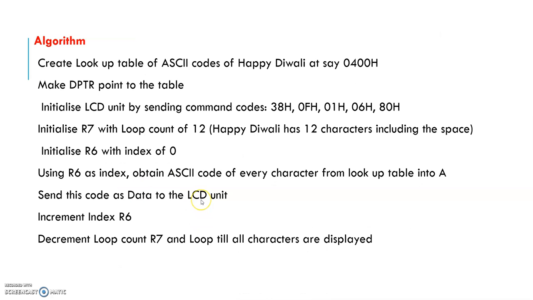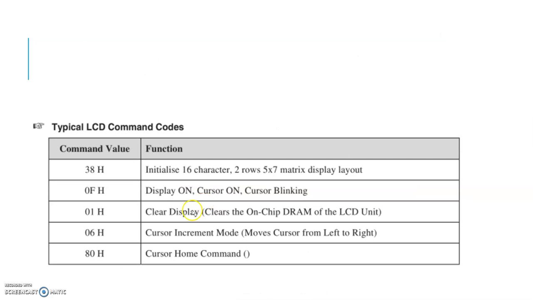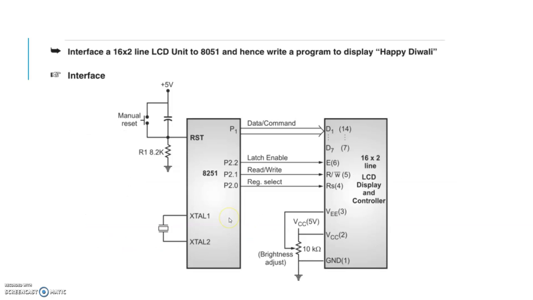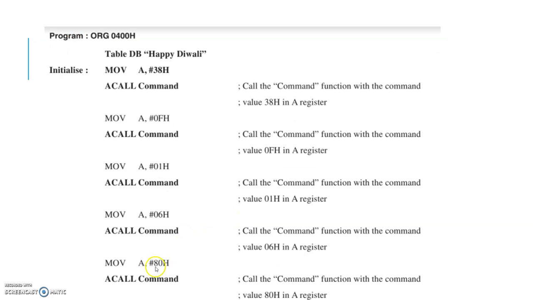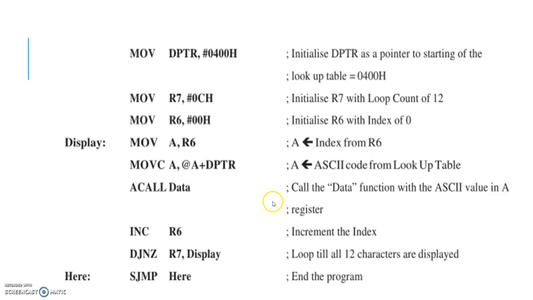And 01, the command is used to clear the display, 06 sets the cursor in increment mode, and 80 moves the cursor to the home position. So all the commands are moved to the accumulator register, and then we call the command function.